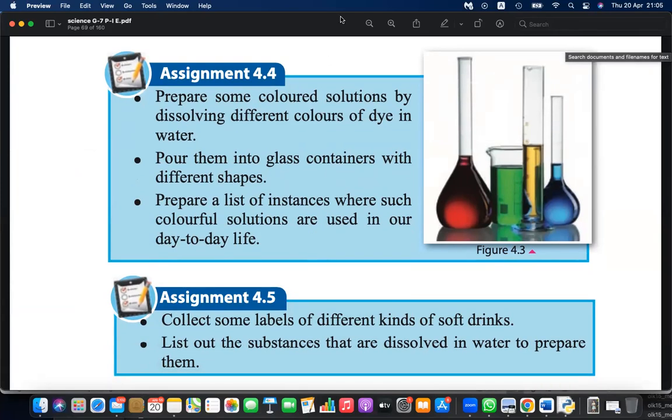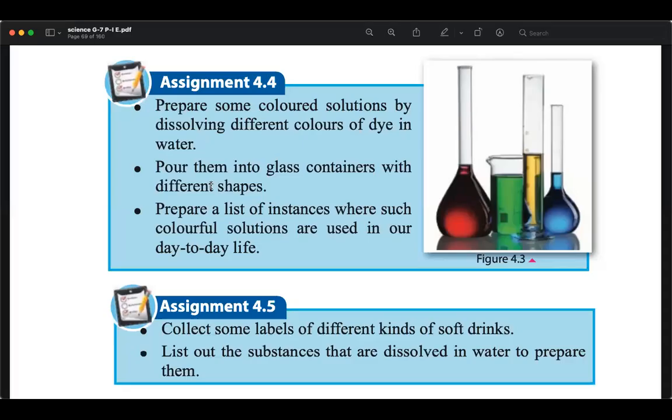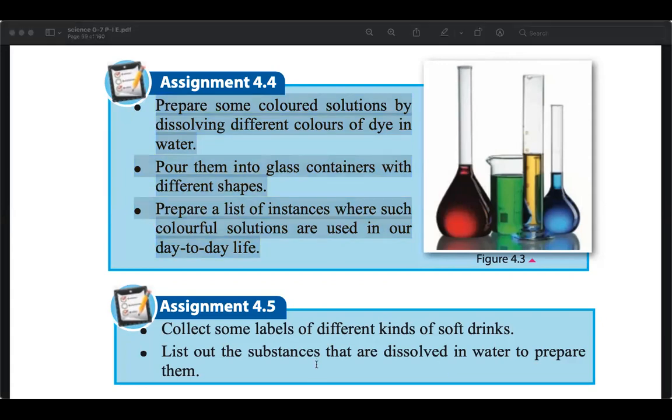Okay, again, asking a question after that. So where are the situations? Can you tell the situations where these colorful dissolved solutions are used in our life? Can you tell me the situations where you can use colorful solutions?